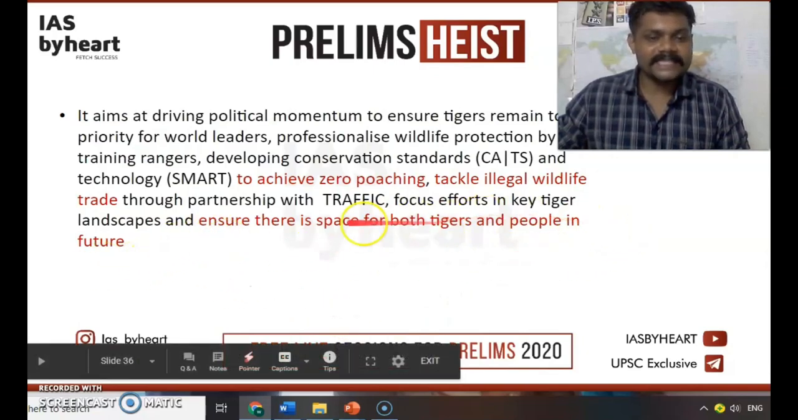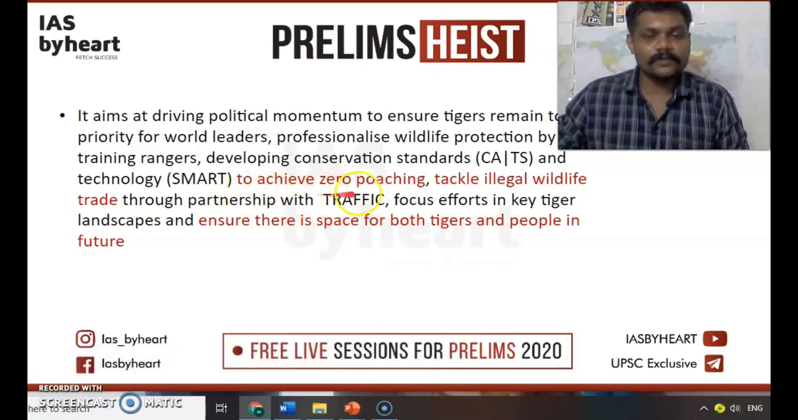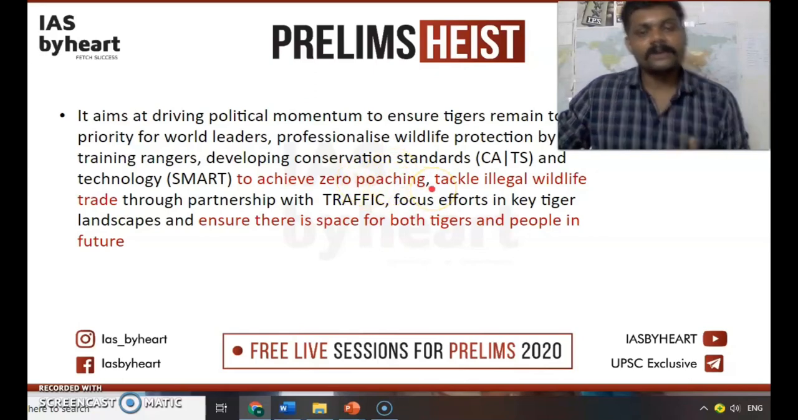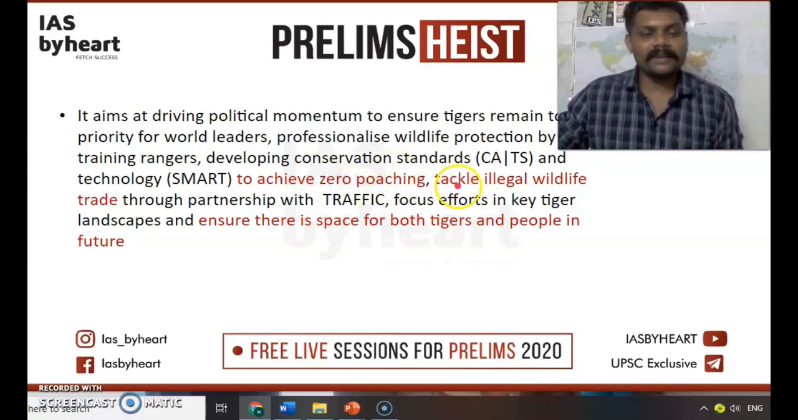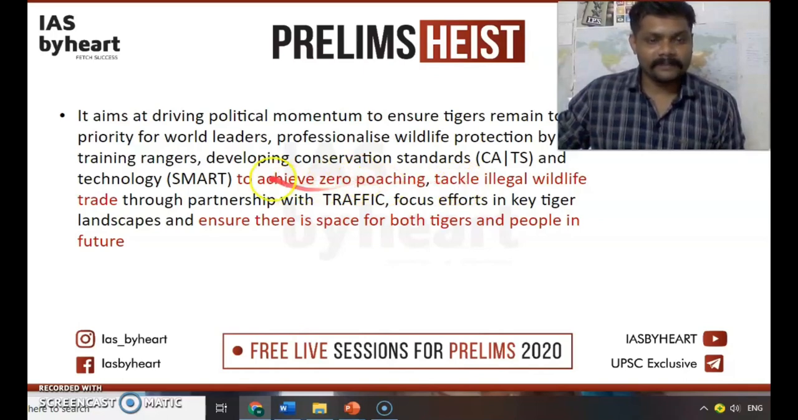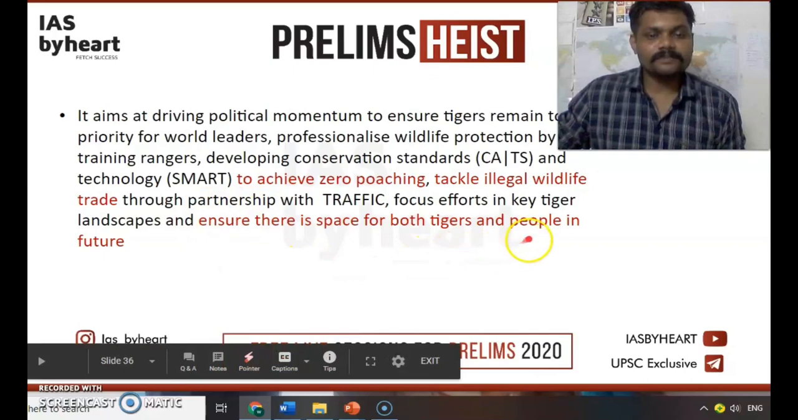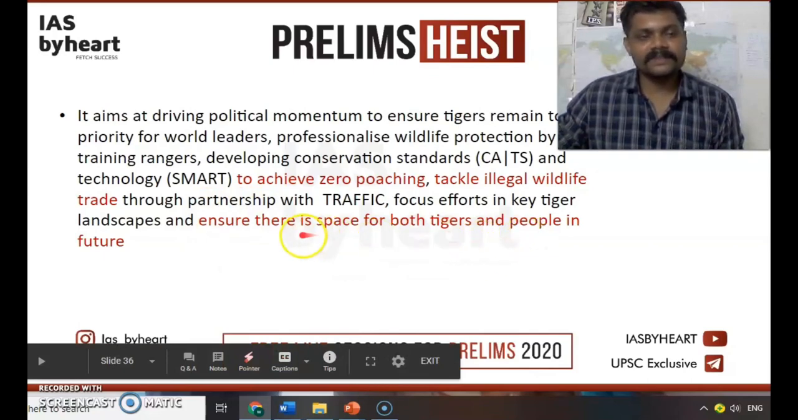This was achieved by reducing poaching. That means, to achieve zero poaching, we have to reduce or eliminate poaching, and also we have to tackle illegal wildlife trade. By achieving this, we can easily create a space for both tigers and people in future.